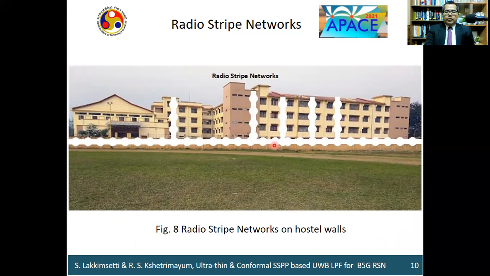So there are many situations. We actually want to roll out these radio strap networks for cell-free massive MIMO on the existing infrastructure. So it should be easily implementable on the existing infrastructures. We have taken so many examples now.